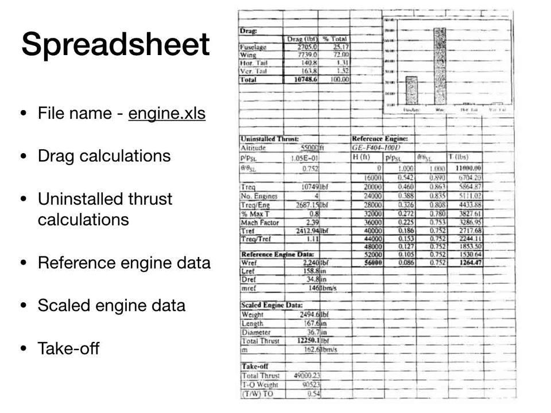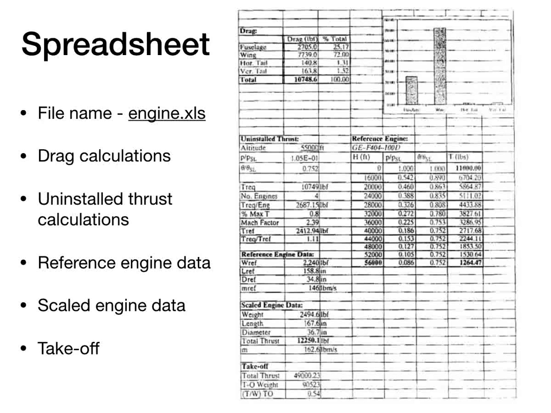The next portion of the spreadsheet is designed to calculate the uninstalled thrust for a given engine. This is based on the engine manufacturer's values of static thrust at sea level altitude. The values of the thrust are corrected for altitude and Mach number in the spreadsheet. The table under the heading Reference Engine contains data for the altitude variation in the pressure ratio and temperature ratio for a standard atmosphere. This is used to correct the sea level engine thrust for altitude.